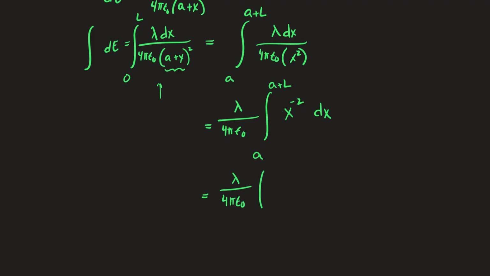So you add 1 to the exponent, and then you divide by the new exponent. So if I add 1 to negative 2, I get negative 1. And I'm going to divide by negative 1. So that leaves me with negative x to the negative 1 power, evaluated from a to a plus l.